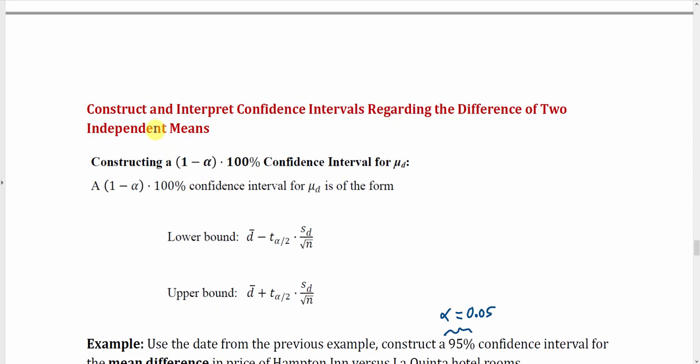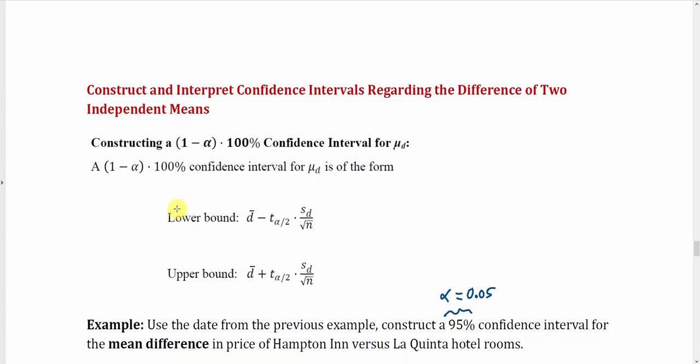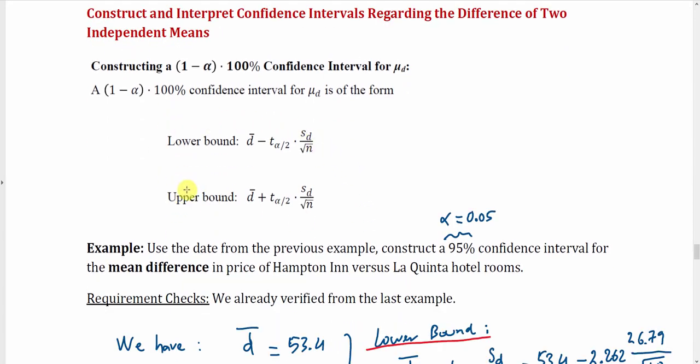We can also construct the confidence interval regarding the difference of the two dependent means. This should be dependent. Sorry for the typo. Okay, and this is the formula. Again, we use the d bar, the critical value, SD, and the square root of n.